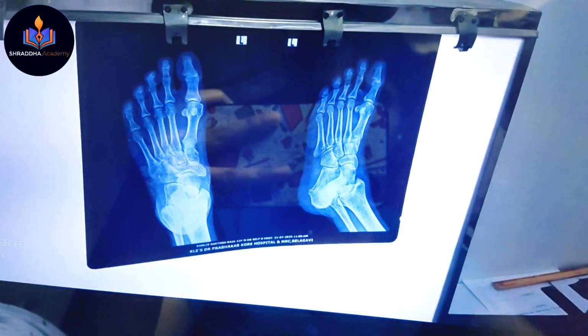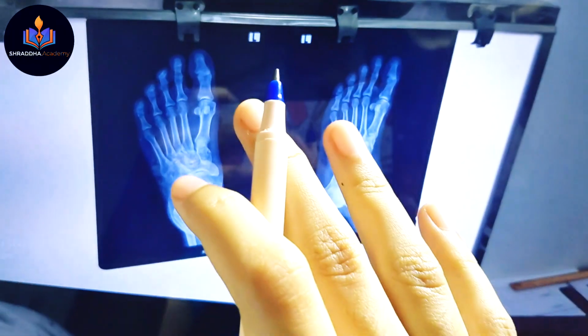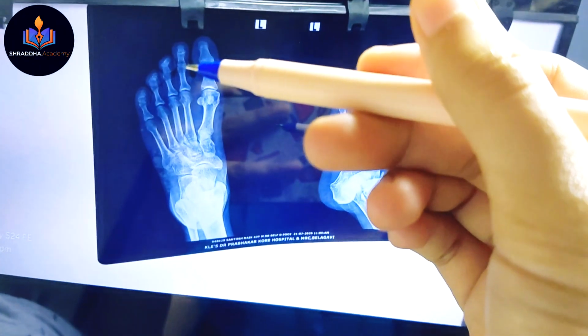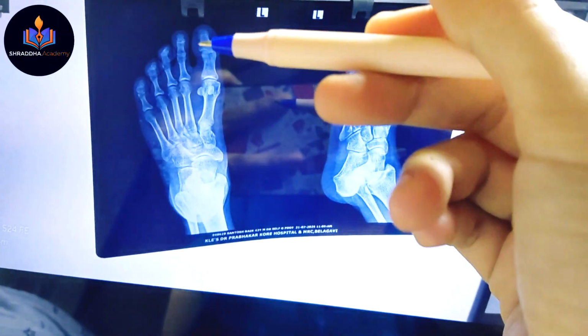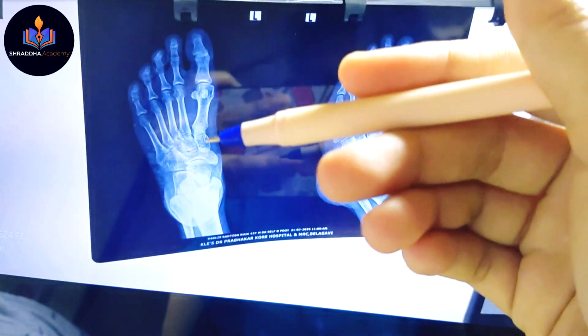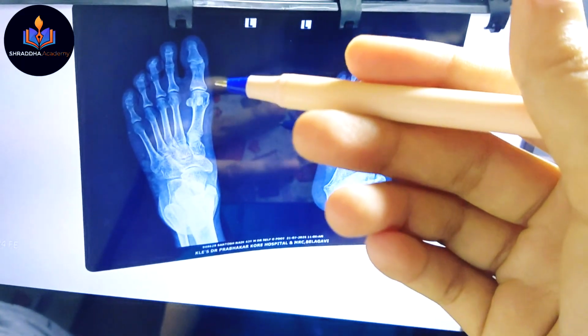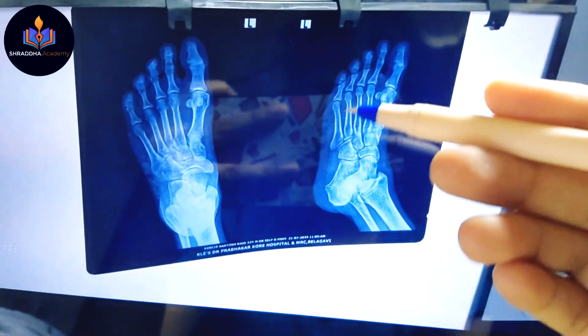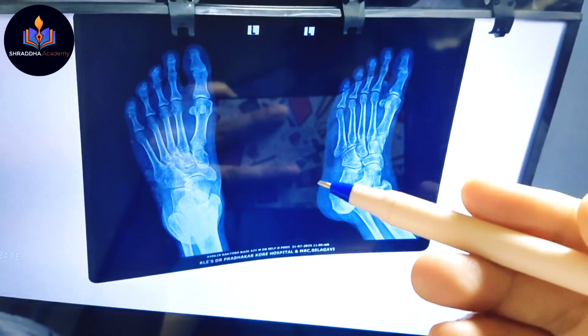In this video we are going to learn about the x-ray. This is a plain x-ray of the ankle joint. This is the dorsoplantar view, because from above we can see the dorsal part, and from below it is the plantar view. So this is known as the dorsoplantar view of the ankle joint, and this is the oblique view of the ankle joint, where you can see the parts.